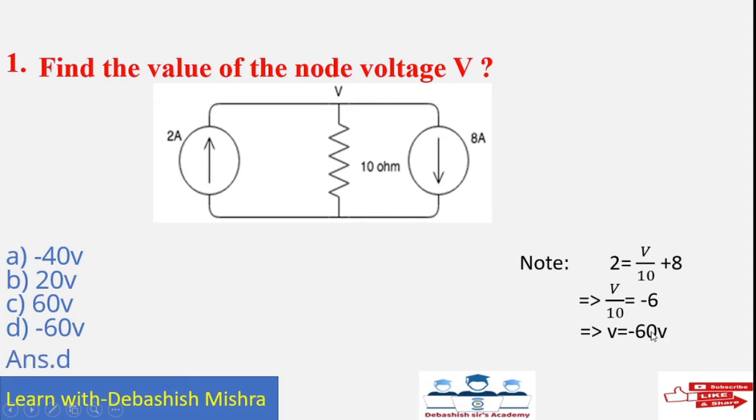So what is the answer? Answer is D, minus 60. Clear, students? Only remember, in nodal analysis you will apply KCL, and incoming current is equal to the outgoing current.